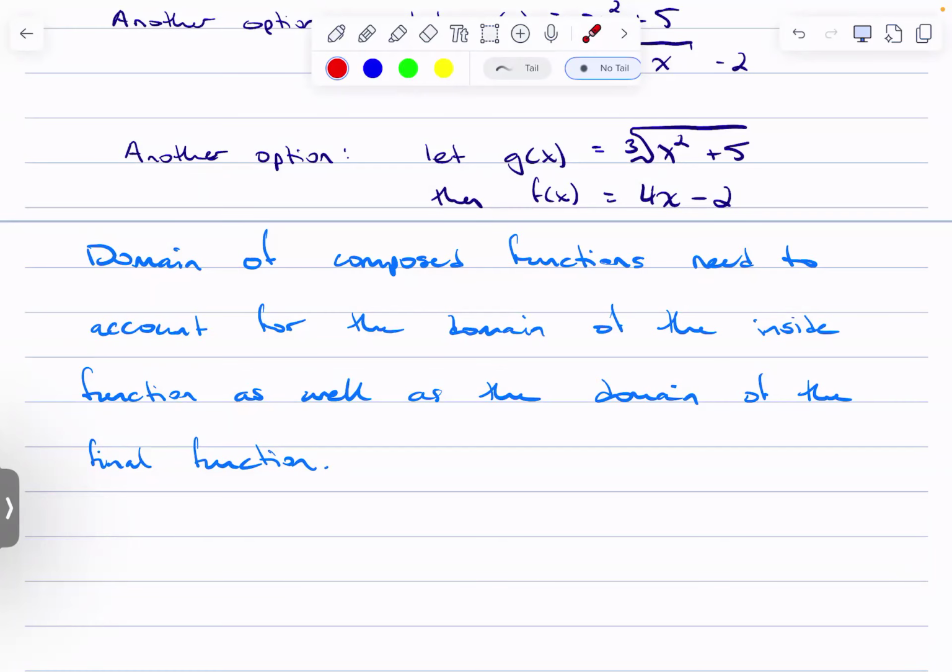I'm not going to worry about finding the domain of composed functions. Okay, but one thing that you do need to remember is the domain of the composed functions need to account for the domain of the inside function first, right? You can't put in illegal values into your inside function, as well as the domain of the final function. So sometimes we remove values from our domain from the inside functions that we wouldn't see from the final function.